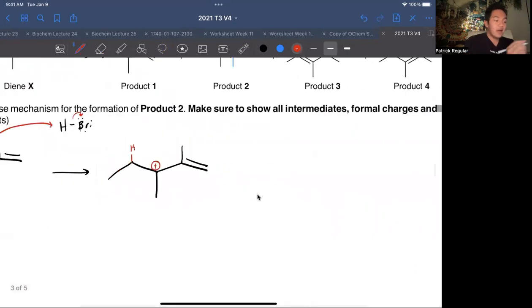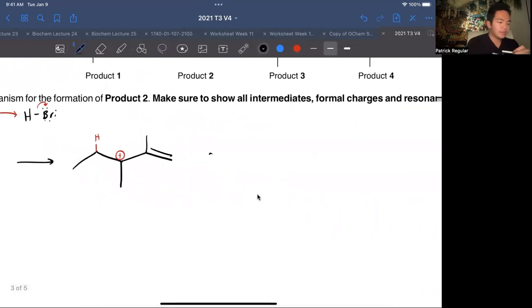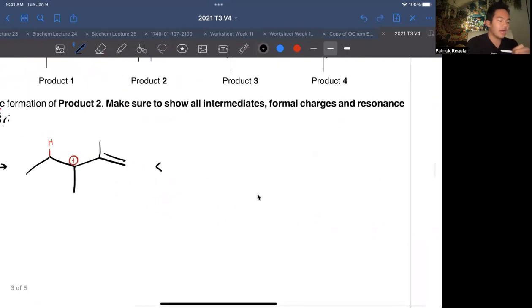Now let's draw a resonance structure. Remember, you got to do the double-sided arrow. That's an entire point on the test. On the answer key, there's literally one point worth for that double-sided arrow. If it's not double-sided and you don't show that as a resonance structure, it's incorrect.